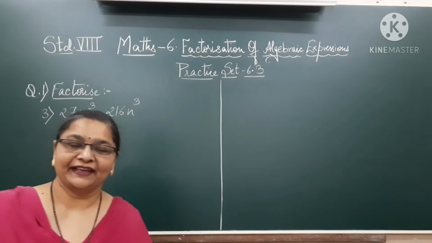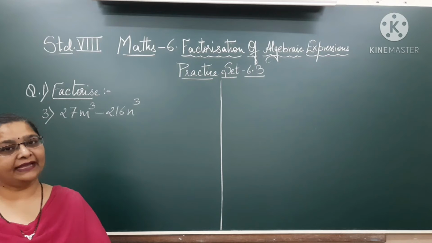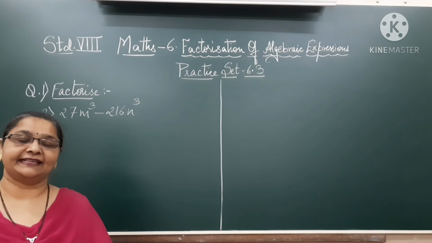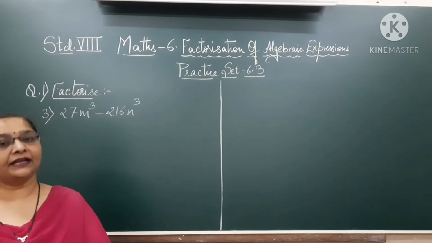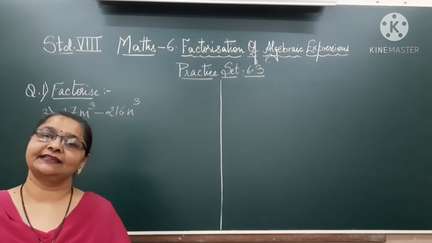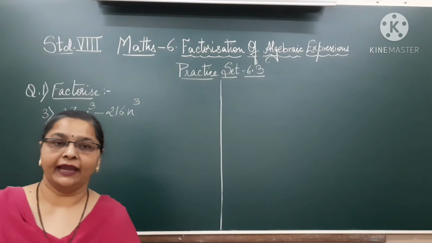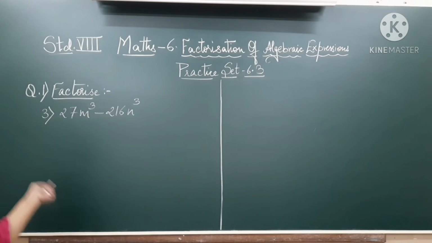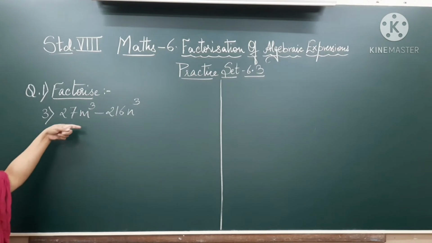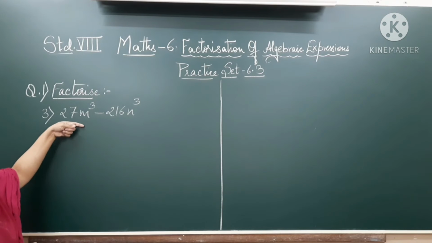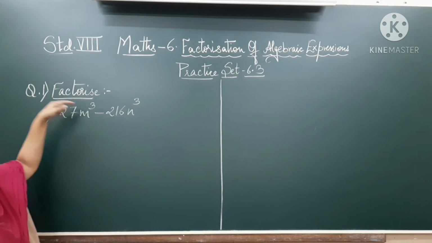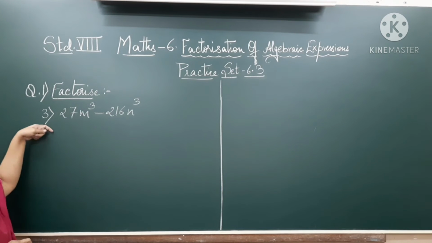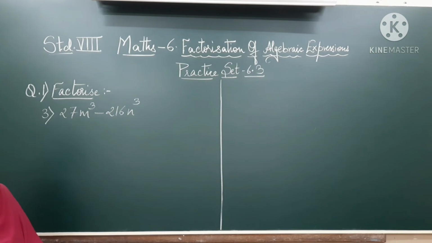Hello friends, welcome to Standard 8 Maths, Chapter 6, Factorisation of Algebraic Expressions. Let us continue with practice set 6.3 now, and question number 1. Let us factorize 27m cube minus 216n cube, which is the third example under this practice set.